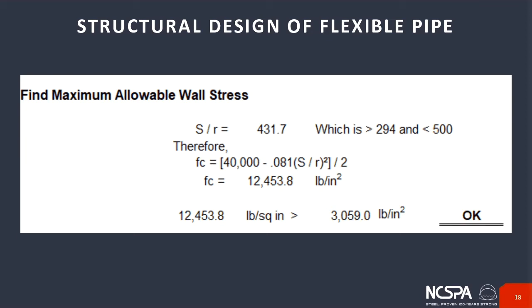But anyway, as you go through the methodology, you take the slenderness ratio, you figure out which buckling equation yields the appropriate allowable stress, and then you would check that versus the actual stress that we computed in the earlier step. So in this case, the allowable stress is 12,453 psi. The stress that we computed was actually acting on this pipe wall was 3,059. So therefore, the allowable exceeds the actual stress, and so we're okay.